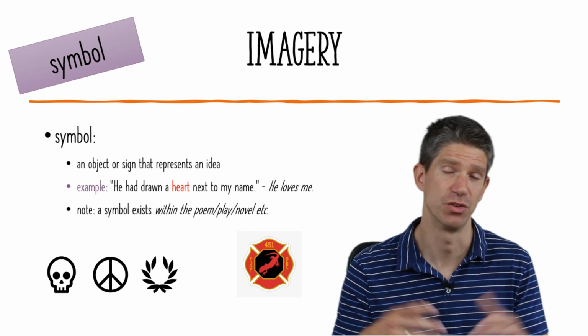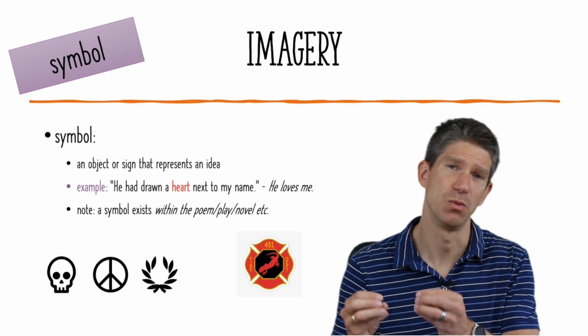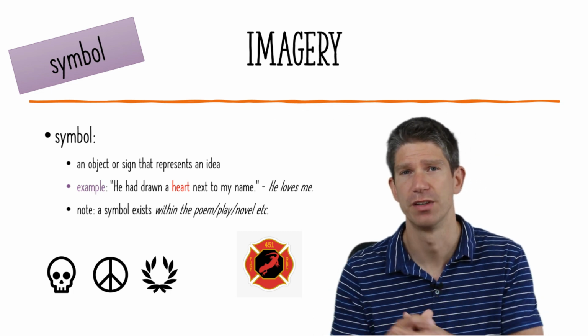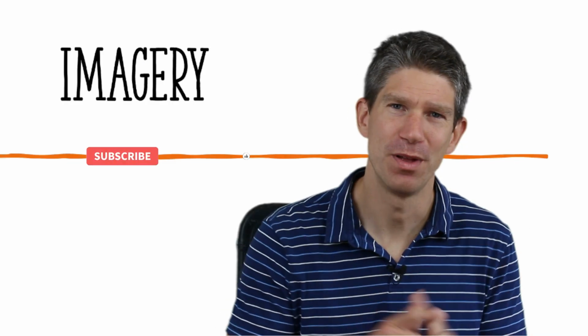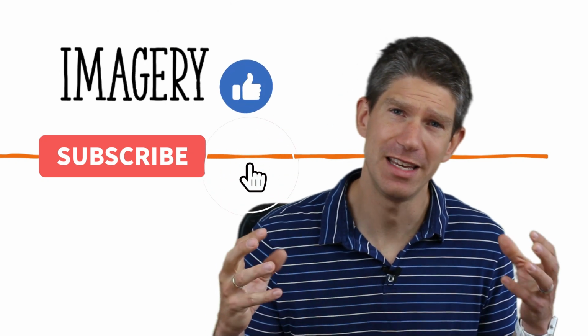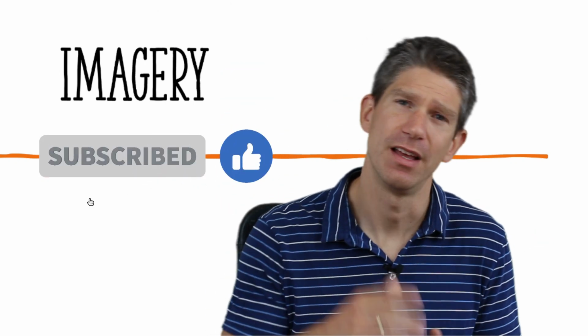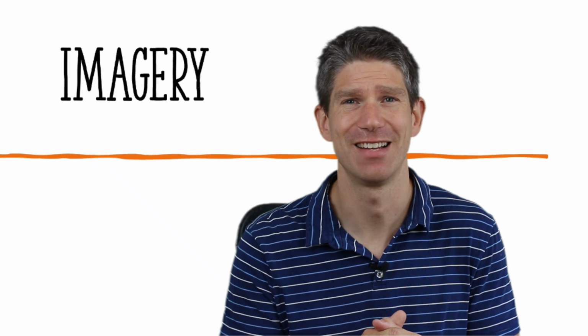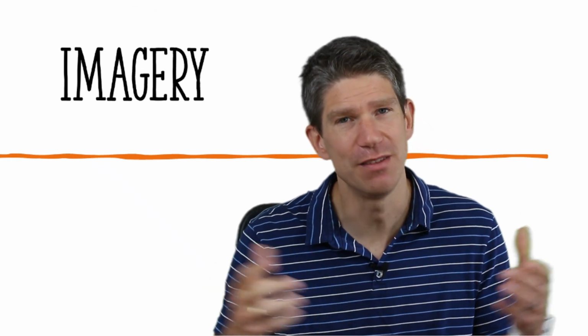Is it a symbol that is universal, or is it a symbol within, for example, a novel that first is established? I hope this helped a little bit and you now feel a little bit more secure differentiating the different kinds of imagery that can be used, and maybe even understanding how it works.